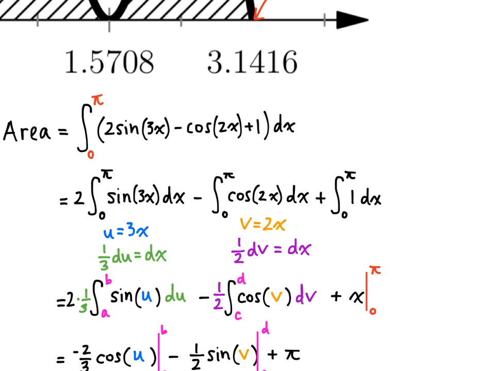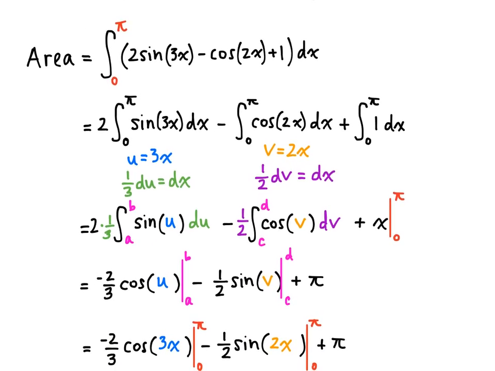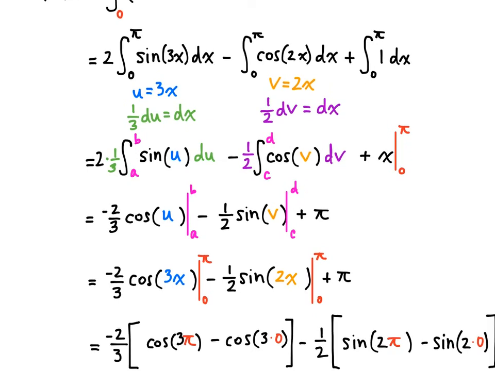So now let's just go through and integrate each of these individually. The integral of sine is negative cosine, so notice the negative 2/3 out front. I'm still integrating from a to b because I'm still in terms of u. I could have used change of variables, but I didn't. Minus 1/2 sine of v, since the integral of cosine is sine, and notice we're evaluating from c to d because we are still in terms of v. But when we evaluate x from 0 to pi, we're just left with pi.